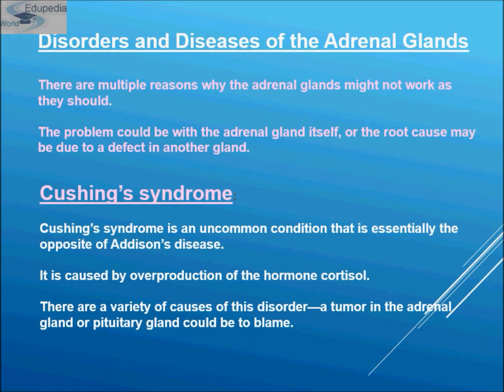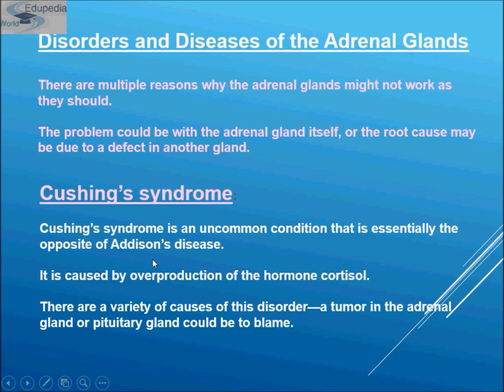Now we'll move on to disorders which are associated with the adrenal gland. There are multiple reasons why adrenal gland might not work as they should. There are some disorders. So the problem could be with the adrenal gland itself, or the root cause may be due to defect in another gland. So the first is your Cushing syndrome. What happens in Cushing syndrome? It is an uncommon condition that is essentially the opposite of Addison's disease. We'll study about the Addison's disease.